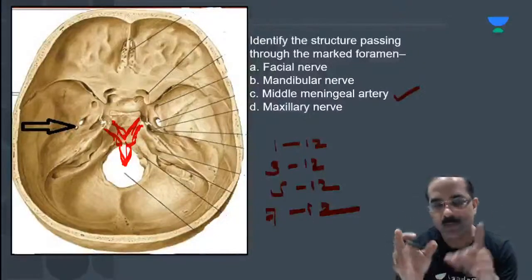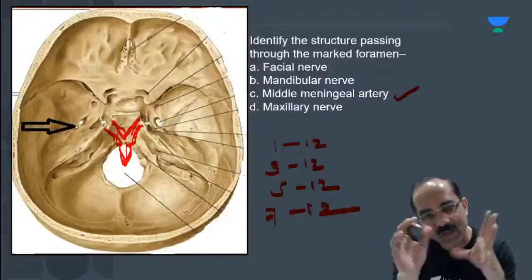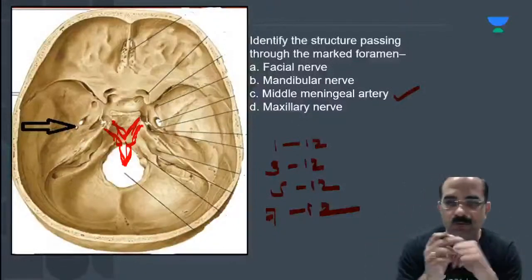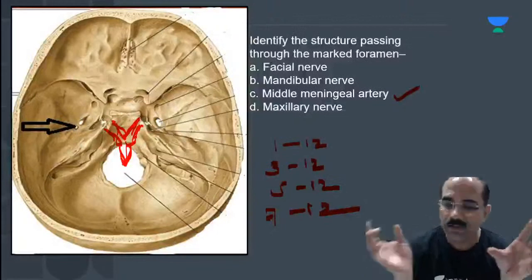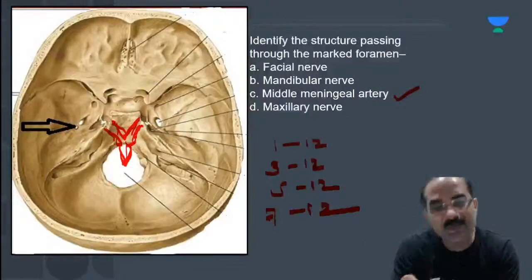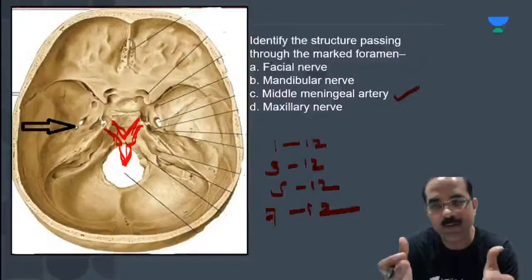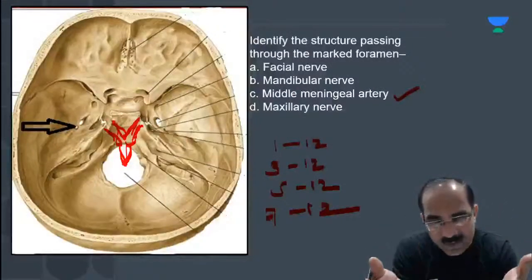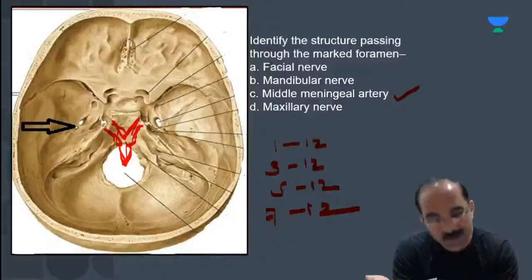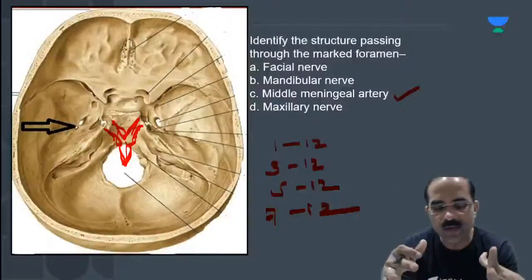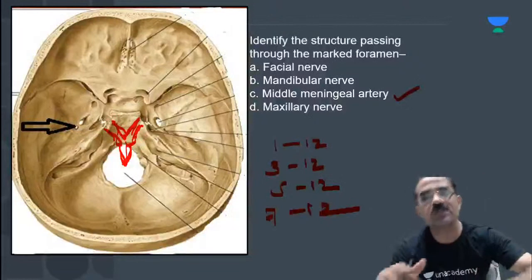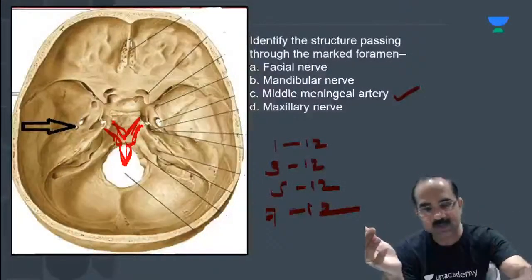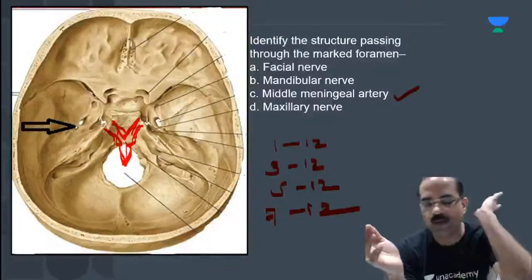Why 3 to 12? Because all the nuclei of cranial nerves are inside the brainstem except 1 and 2. The first and the second nerves do not have nuclei. The nuclei of nerves 3 to 12 are in the brainstem, so all these cranial nerves emerge from the brainstem. Where is the brainstem lying? In the posterior cranial fossa. So all the cranial nerves to begin with would be present in the posterior cranial fossa.